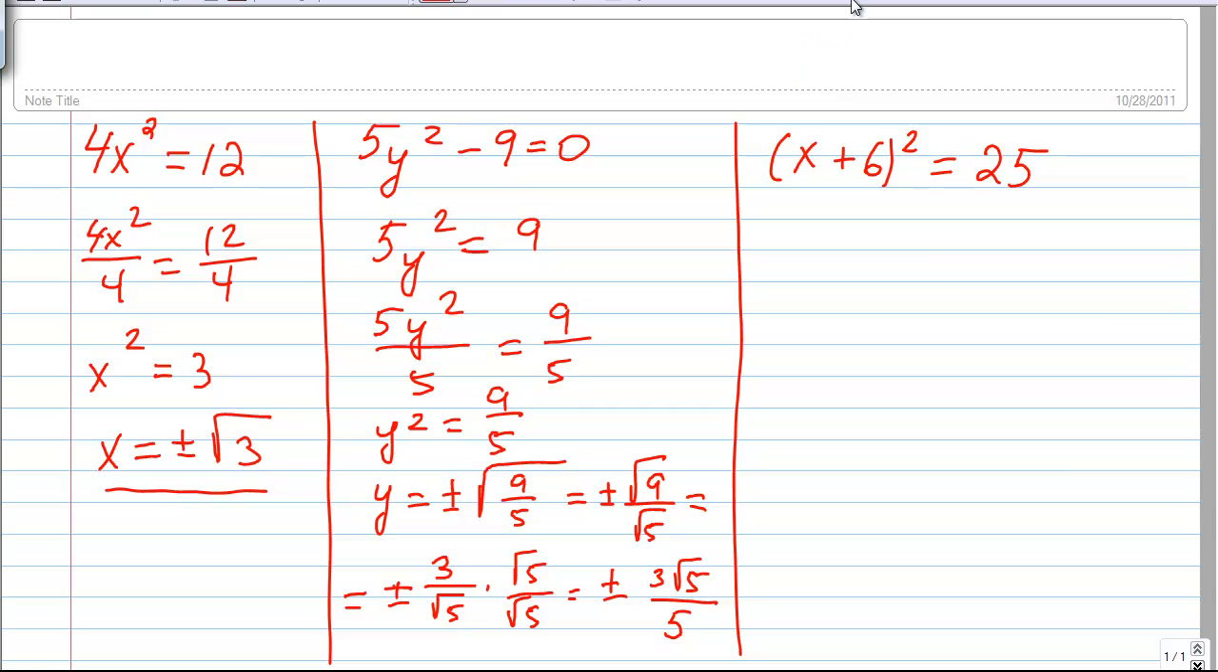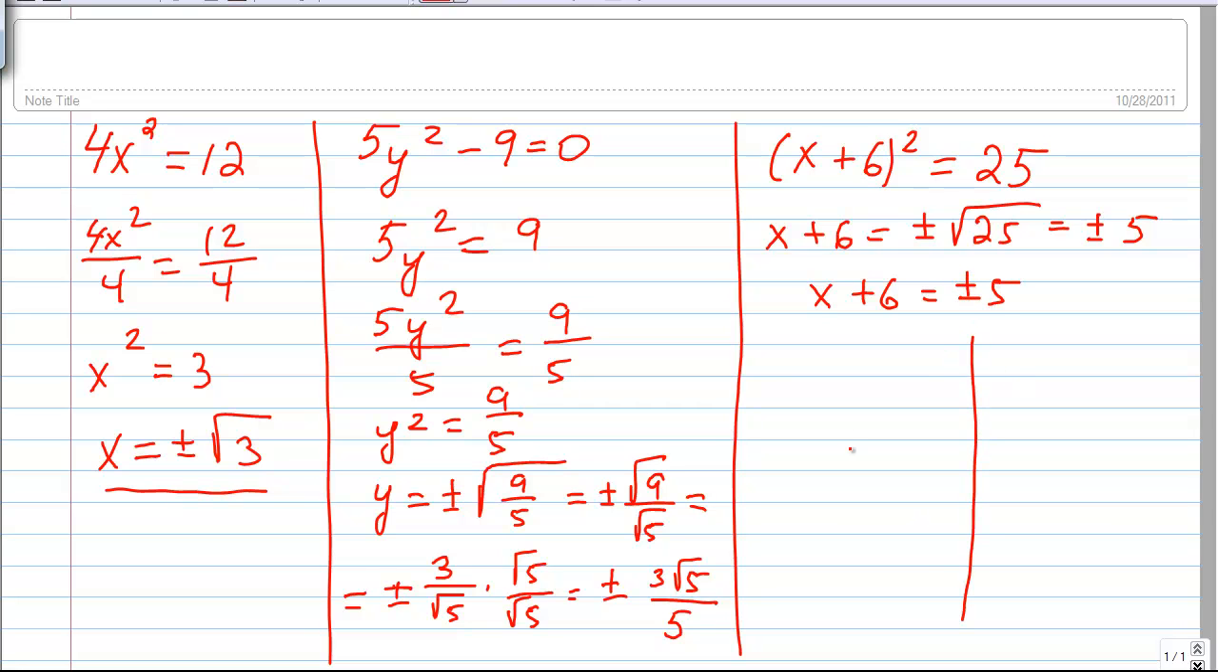Next problem. We already have the whole part squared, so x plus 6 is our u, and u is squared, and we have a positive number here, so we can apply the property right away and write that this is equal plus minus radical 25 or plus minus 5. So now our equation looks like this.